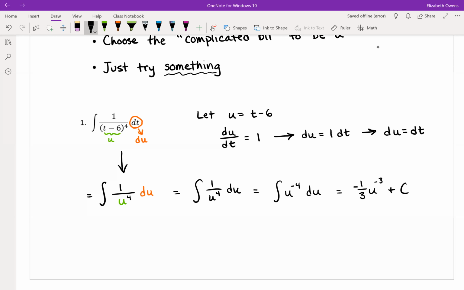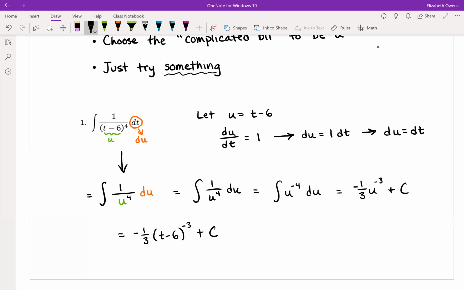So we've gotten the antiderivative of our converted indefinite integral. This is in terms of u. But now we need to go back through our substitution and get this back in terms of t. So we are going to put back in the fact that u equals t minus 6. And we'd have negative 1/3 (t minus 6) to the negative third power plus c.